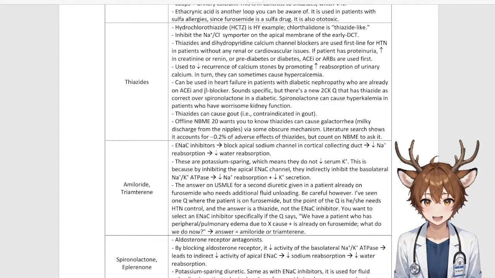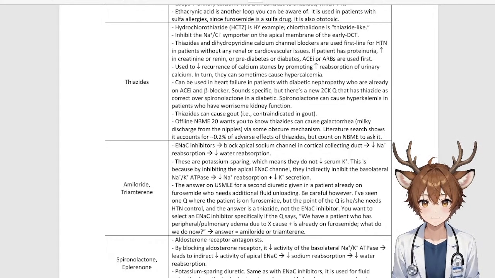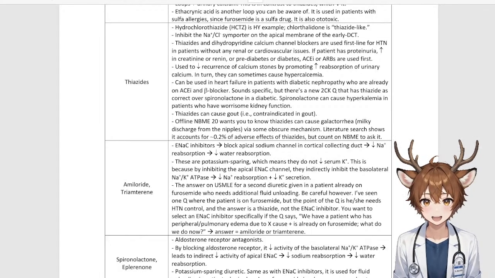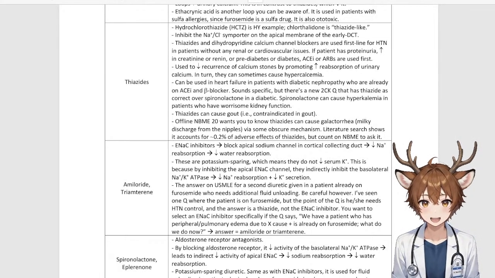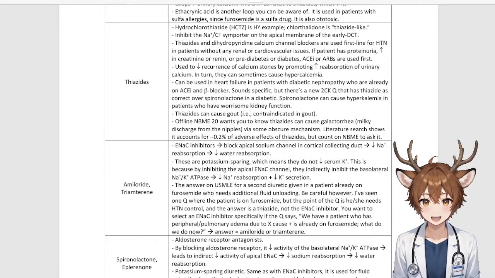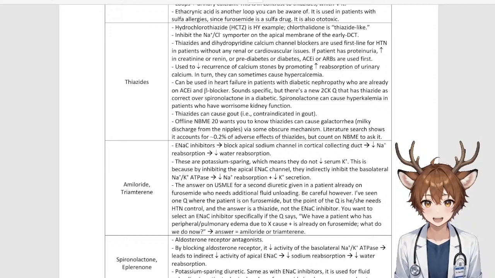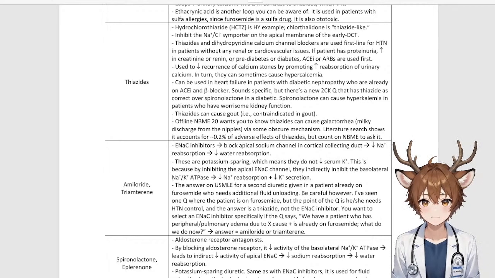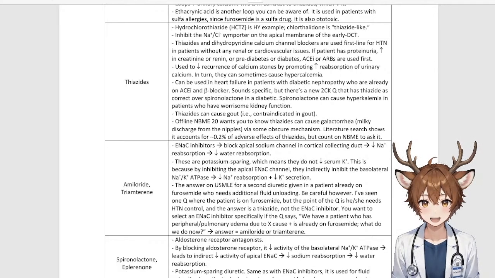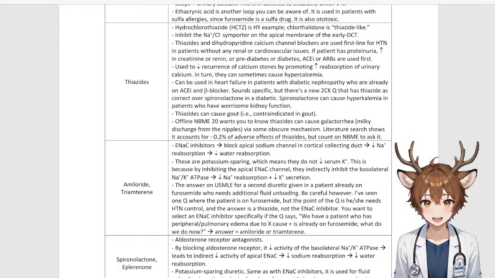In turn, they can sometimes cause hypercalcemia. It can be used in heart failure in patients with diabetic nephropathy who are already on ACE inhibitors and beta blockers. Sounds specific, but there's a new Step 2 CK question that has thiazide as the correct answer over spironolactone in a diabetic. So thiazide before spironolactone, I guess. Spironolactone can cause hyperkalemia in patients who have worrisome kidney function. Thiazides can cause gout, i.e.